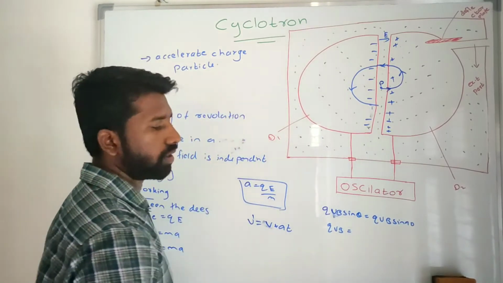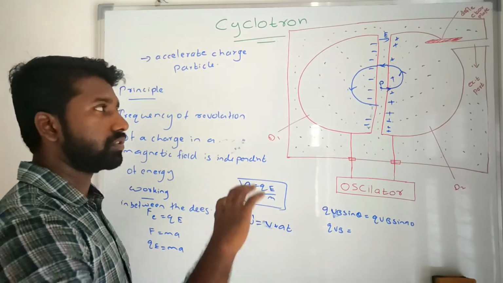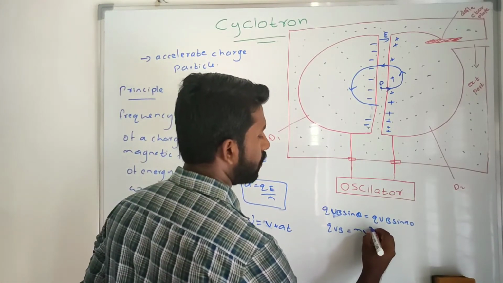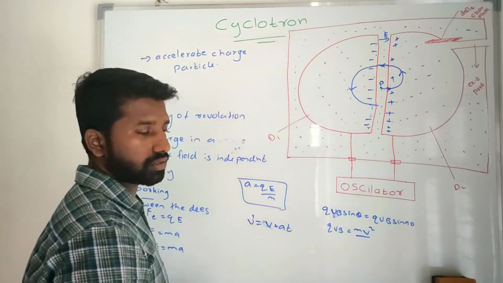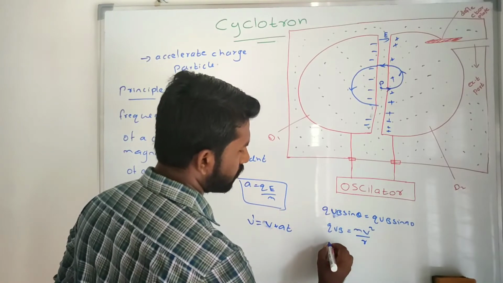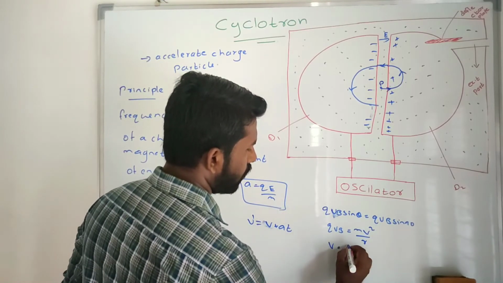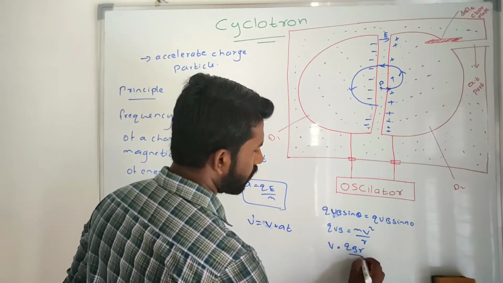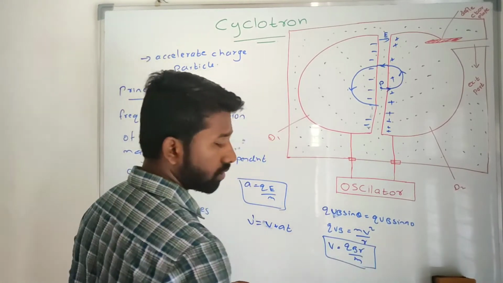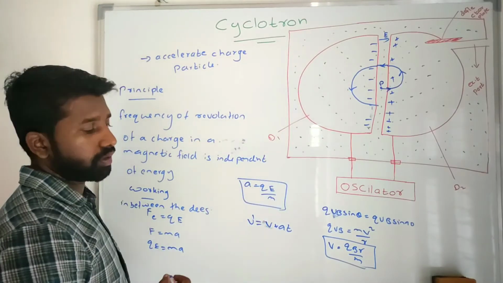Due to this force, the charged particle moves in a circular path. If anything moves in a circular path, it needs a centripetal force, that is mv square divided by r. So v cancels. So what you will get? V is equal to QBR divided by m. This is the velocity of the charged particle moving in a perpendicular magnetic field.